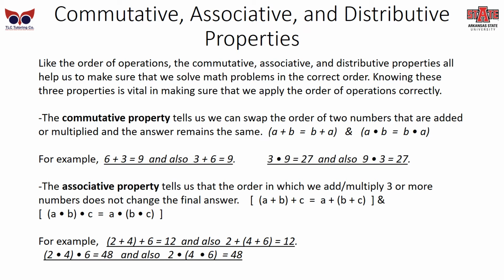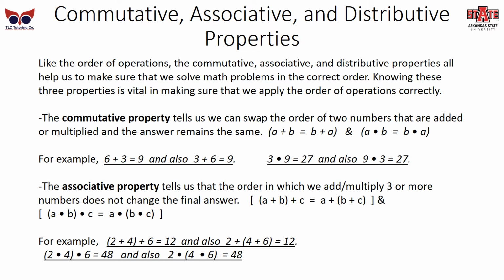Now, we have some specific properties that we use a lot when we're doing these different things. The commutative, associative, and distributive properties all make sure that we solve the math problems the correct way and all get the same answer. So we have to know these properties so that we can apply them.